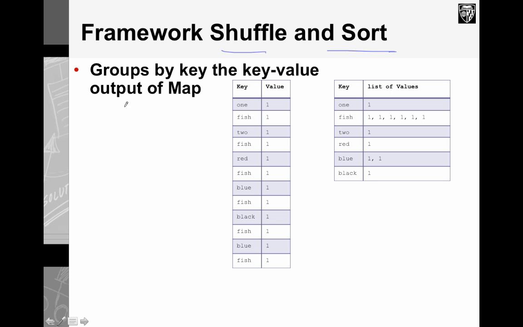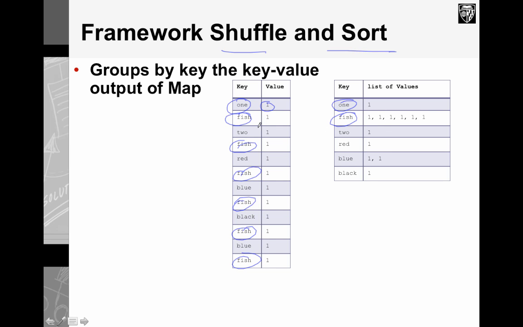The framework basically groups by key the key-value output of the mapper. So it's going to do some grouping. These are the keys, so it's going to group by key. Well, there's 1. 1 is right here. And then it puts a list of values. There's only one value with the value 1. Then there's fish. What are the different fishes that are there? Here's a fish, here's a fish, here's a fish, here's a fish, here's a fish, here's a fish. That's 1, 2, 3, 4, 5, 6 ones.